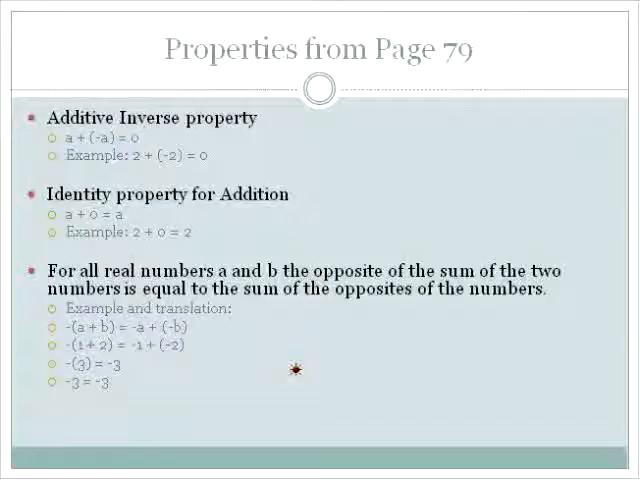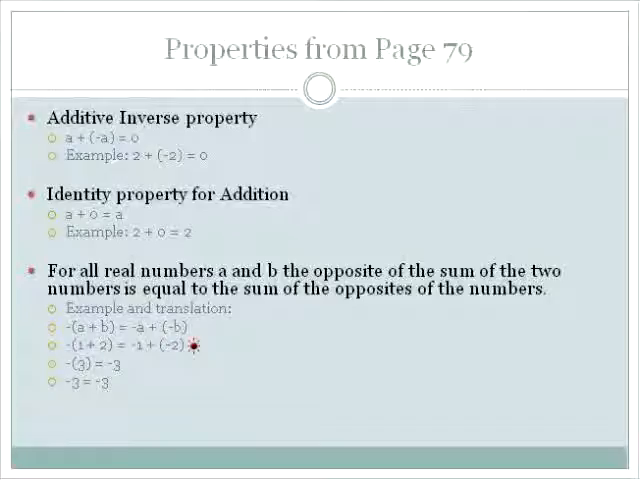And the last property that we're going to look at here is for all real numbers a and b, so two numbers, the opposite of the sum of those two numbers is equal to the sum of the opposite of those numbers. Ooh, that one's a little more complicated. But what it means is this, is that if you have the negative on the outside of the parentheses for these two numbers, it's the same as adding the opposite of both of those numbers.